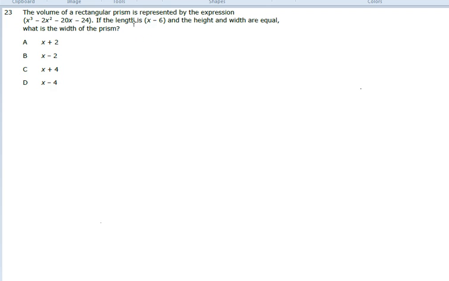The divisor has a coefficient of 1, so this is an easy synthetic division problem if you want to do that, which is what I would do if I were doing the problem myself, but I am going to do the long division here. I think that's what more people are comfortable with. Okay, so we are dividing x cubed minus 2x squared minus 20x minus 24 by x minus 6.